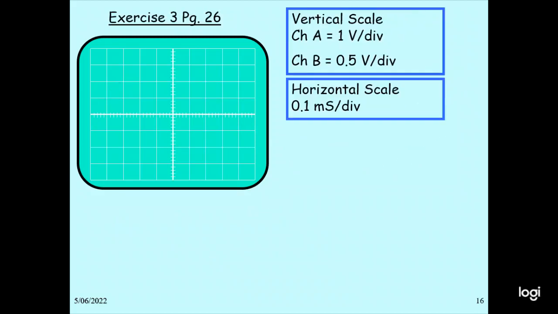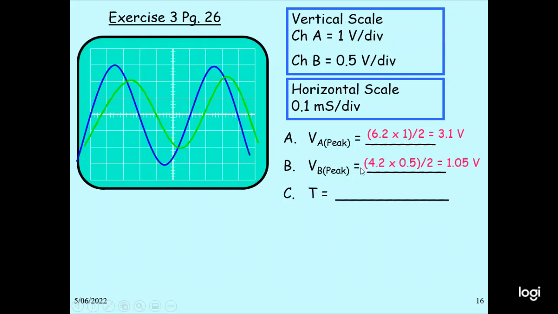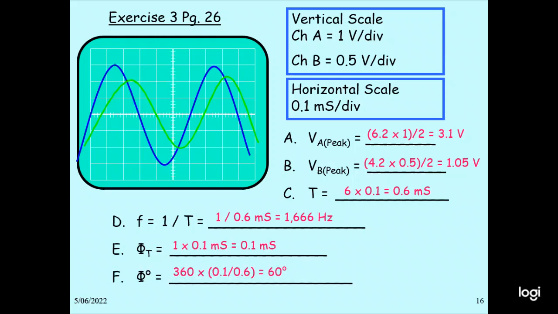And also the vertical scale is channel A 1 volt per division, channel B 0.5 volt per division. The horizontal scale is 0.1 millisecond per division. In this case, this is the voltage calculation, and the peak-to-peak voltage is 1.05 volts. Time is 0.6 millisecond. Frequency is 1 by T, which is 1666 hertz. So this is the phase shift, and theta can be calculated. So theta is 360 times 0.1 by 0.6, which is 60 degrees. Then you have to do this practical exercise.